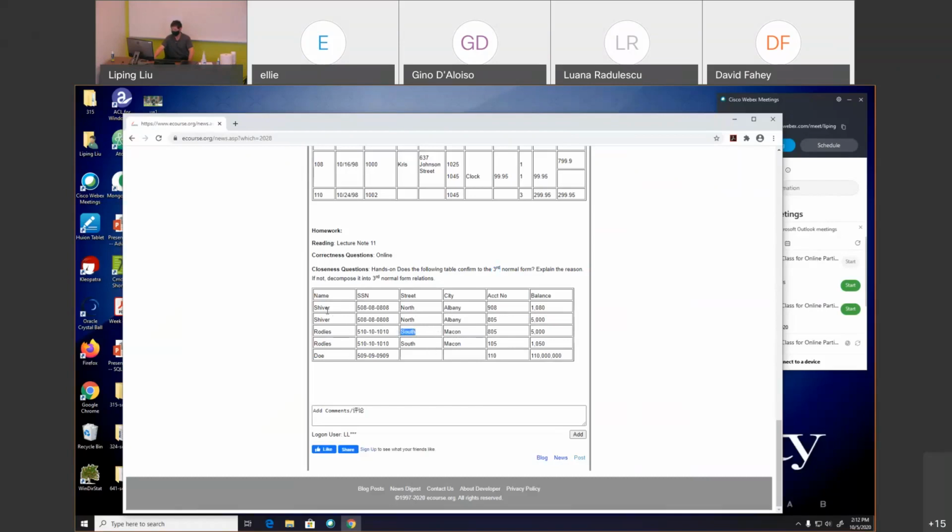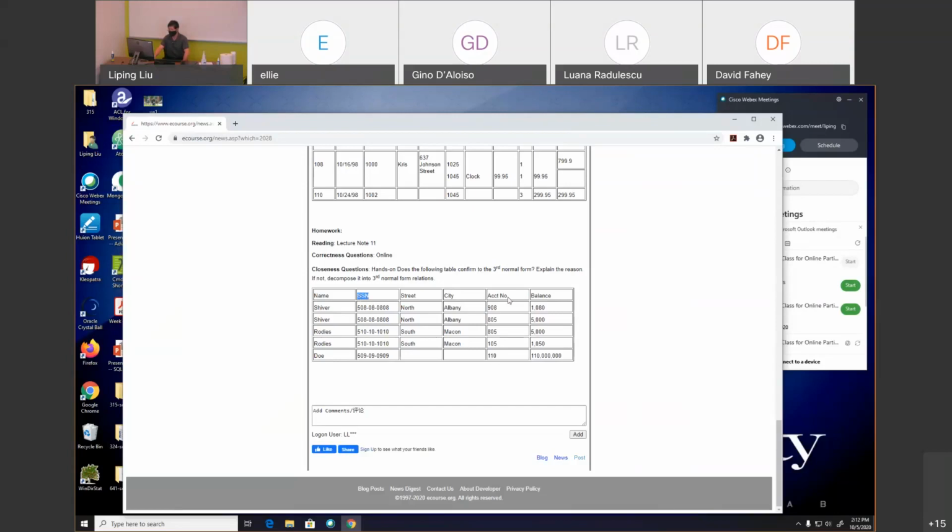For example, for each name, the multiple street addresses or something like that. So there's no such thing in this table. Therefore, this table should be fine with first normal form. Plus, this table should have a primary key, right? So what is the primary key? Social security number, typically we use ID, right?